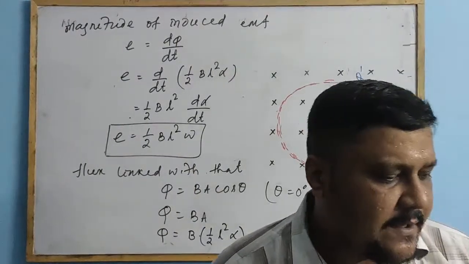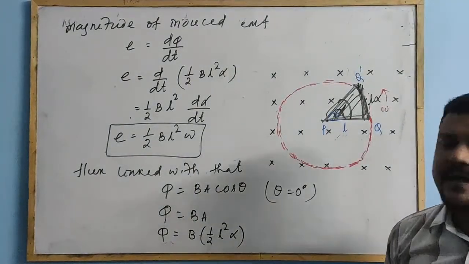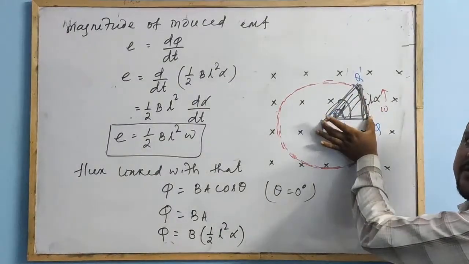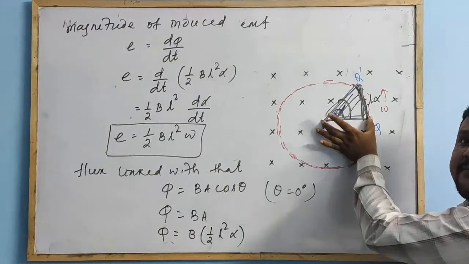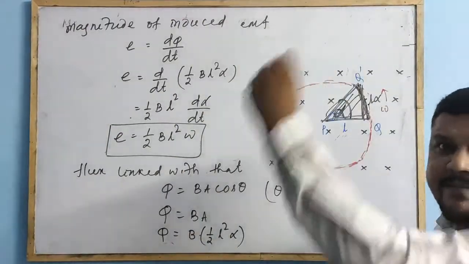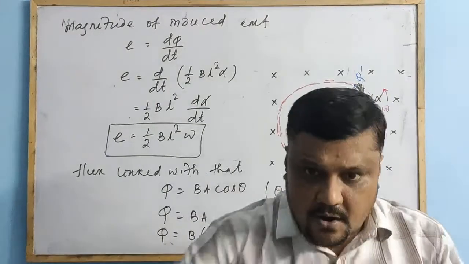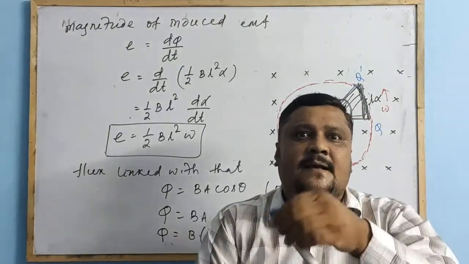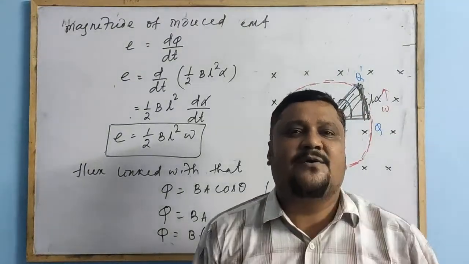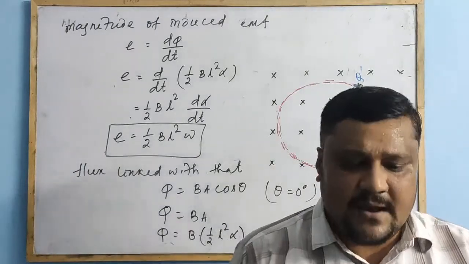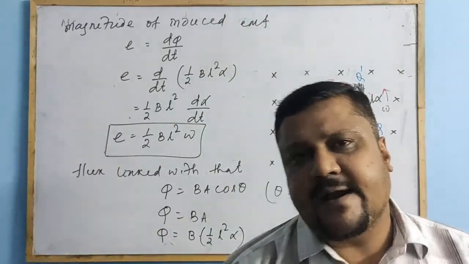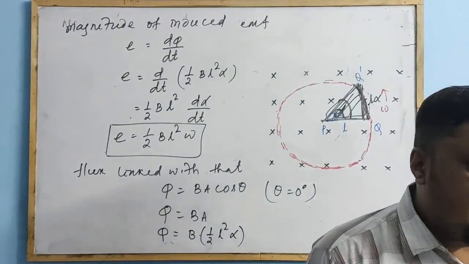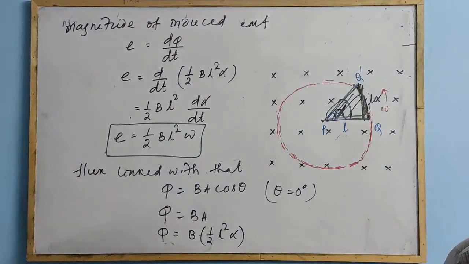Motional EMF in a rod rotated in a magnetic field. It means if the rod is rotating and EMF is induced in the rod, that EMF will give you a current. If you take a rod and rotate it in a magnetic field, then a current is induced in the rod, and the direction is given by Fleming's right hand rule. So this is about the motional EMF.